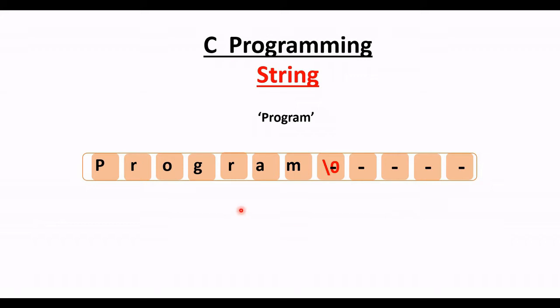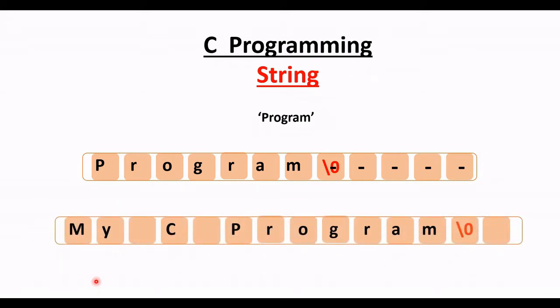So if instead of this program I want to store my C program, the space will also take one block, and in this way: my, then one space, then C, then another space. In this way the string is stored inside our memory, and at the end there is slash 0, because it will indicate the end of our entire string. Now I will go to the code blocks, and there I will show you how to handle and get strings from the user, and I will discuss everything in the code blocks.